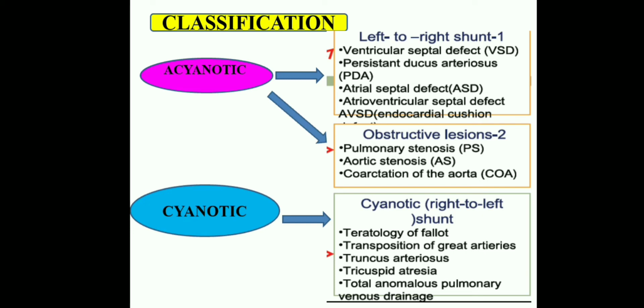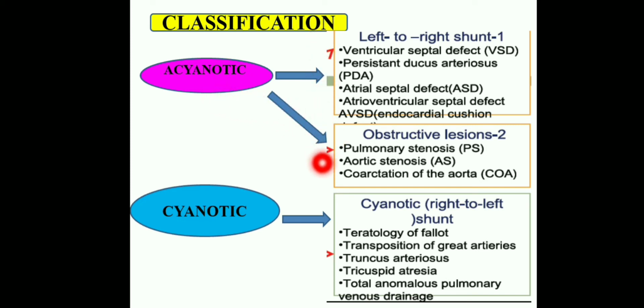These conditions come under the acyanotic group. Under the acyanotic group there are also obstructive lesions. The conditions are pulmonary stenosis, PS, aortic stenosis, AS, and coarctation of the aorta, COA. These three conditions come under the obstructive lesions. All of you clear? Under the acyanotic, it is divided into two: left to right shunt and obstructive lesions. Because of increased pulmonary blood flow, there is no cyanosis in these acyanotic conditions.